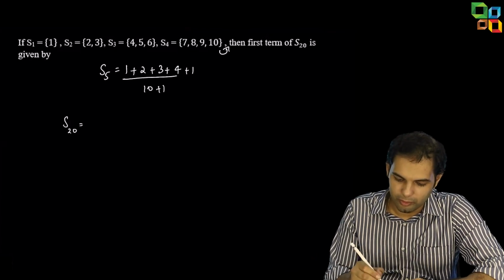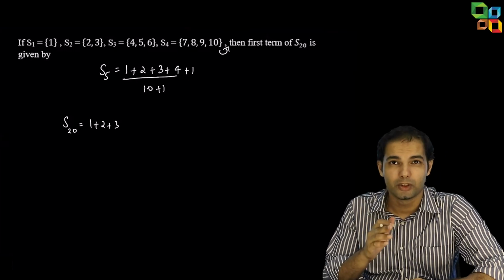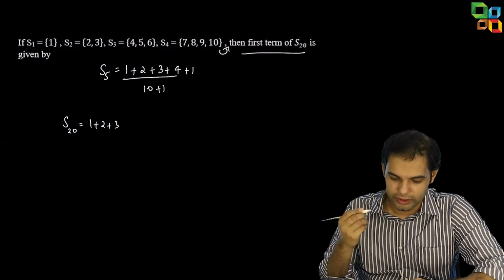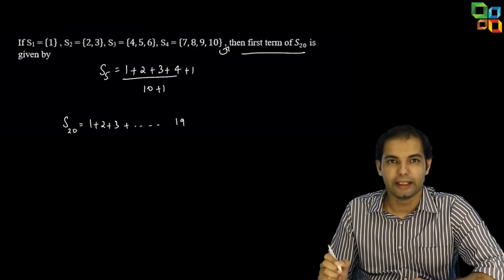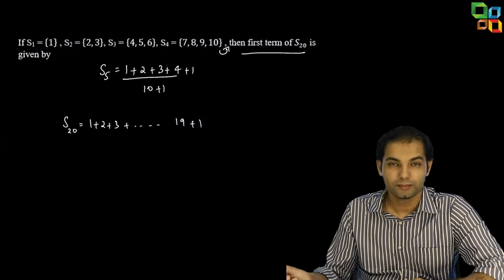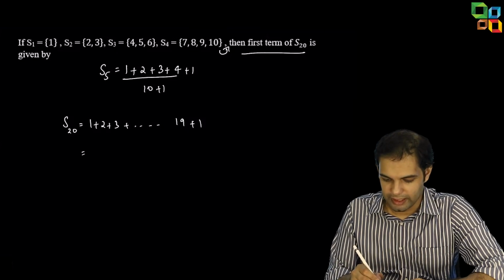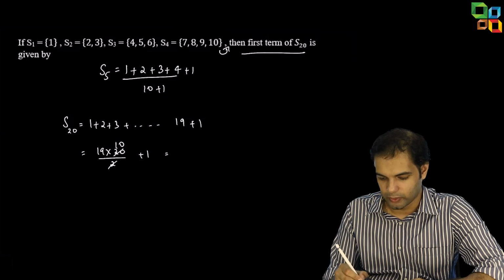He's saying that this sum will be equal to 1 plus 2 plus 3. It's not the sum. The S20 is first term. We want the first term of S20, right? So the first term of S20 would be this sum up to 19 plus 1. Now we already know how to find the sum of first n natural numbers. So it's 19 into 20 divided by 2 plus 1. So this would be 10. So it's 190 plus 1, 191.